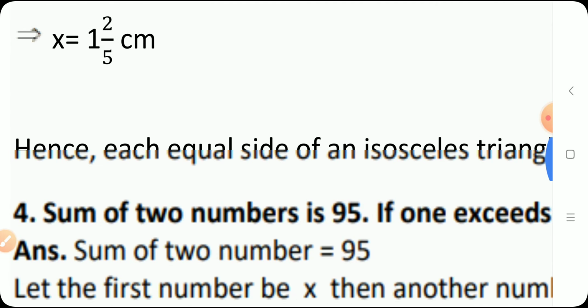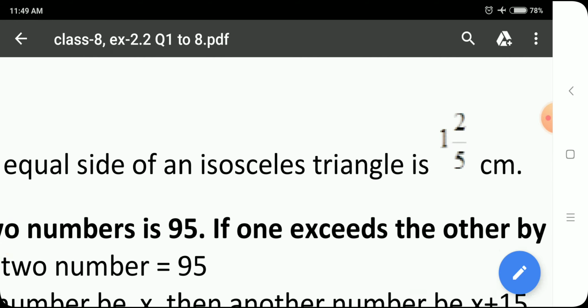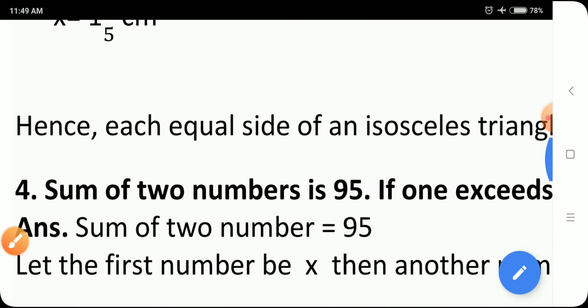So you will write, hence each equal side of the isosceles triangle is this. Okay. Question number 4.